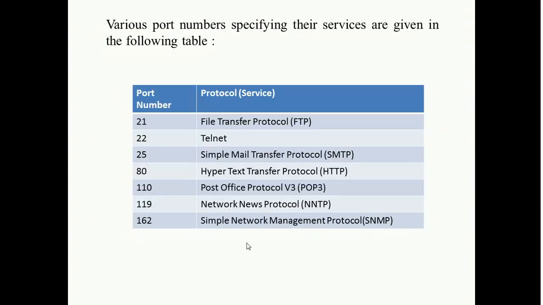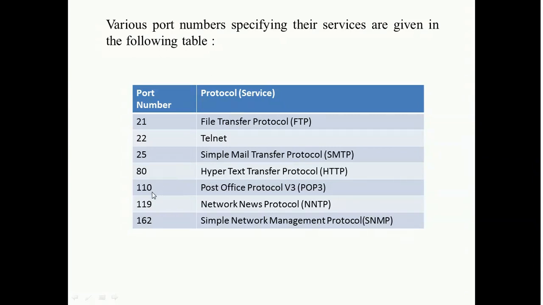See here, the various port numbers specifying their services are given in the following table. Means this table shows the port numbers of the specific reserved ports. For example, port number 21 is reserved for FTP, that is File Transfer Protocol. Port number 22 is basically used for Telnet. Port number 25 is used for the Simple Mail Transfer Protocol, that is SMTP. Port number 80 is reserved for the Hypertext Transfer Protocol, that is HTTP.